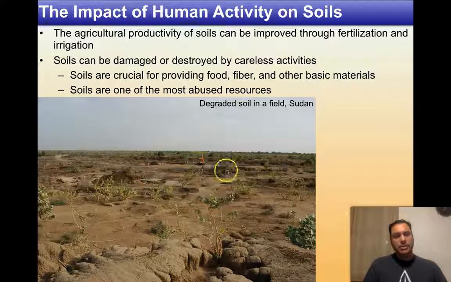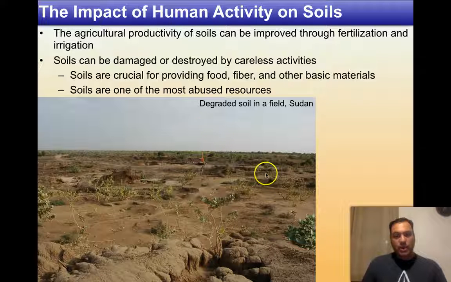All right. So in this case, this is actually a picture of Sudan. Let's go ahead and read through here. The agricultural productivity of soils can be improved through fertilization and irrigation. That's what these guys are trying to do. So here we have a field. This is a degraded soil, and they're basically trying to treat it. They're trying to save this field. And the soils can be damaged or destroyed by careless activities. The problem with damaging your soils is that this is crucial for providing food, fiber, and other basic materials. Fiber being things for paper, and of course, it is one of the most abused resources. We take it for granted all the time that it's there.